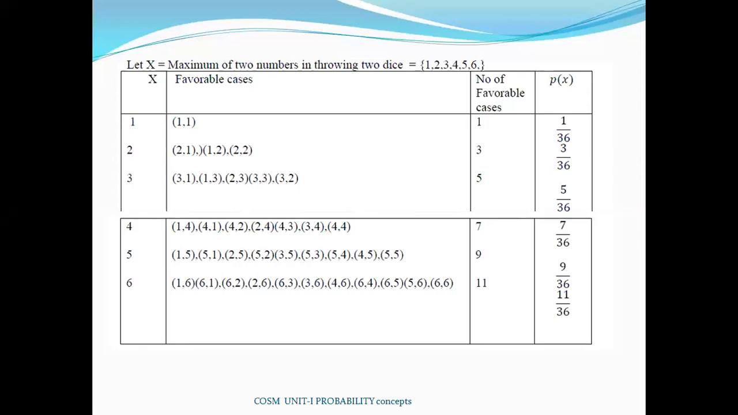Corresponding to x equal to 1, the favorable case is (1,1). So p of x becomes 1 by 36. Coming to the next value, 2, that is the maximum number when you are throwing two dice: (2,1), (1,2), (2,2). In these three cases your maximum number is 2 only. So you have three favorable cases, and your probability is 3 by 36.